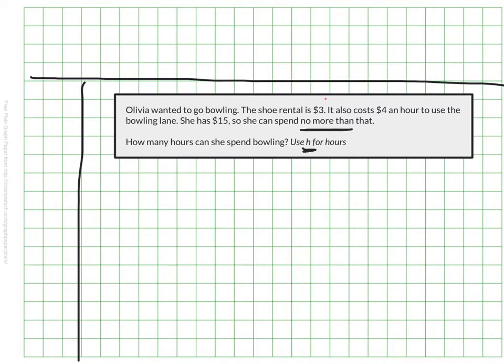Now, the shoe rental is a finite amount, right? That is exact, that's definite, that's a constant. So we are going to start with $3 no matter what. And then, in addition, it's $4 for every hour, right? And that's what we're going to use with our variable h. So it's $4 for each of her hours. And it's an add-on, right? We're adding it to that. So I'm going to go ahead and use my addition symbol.